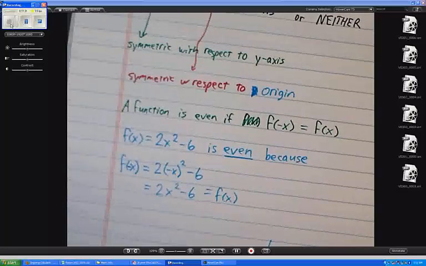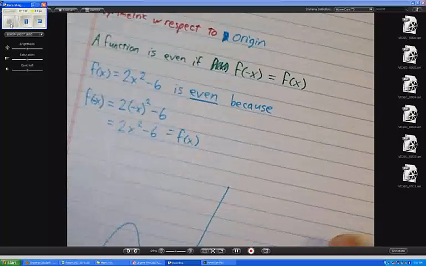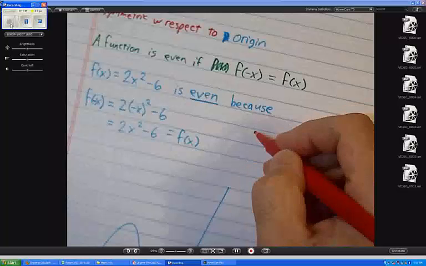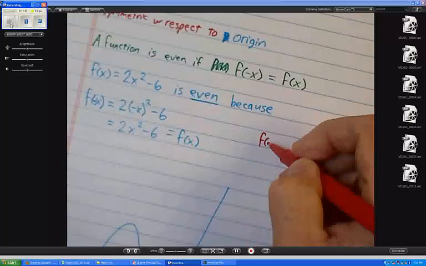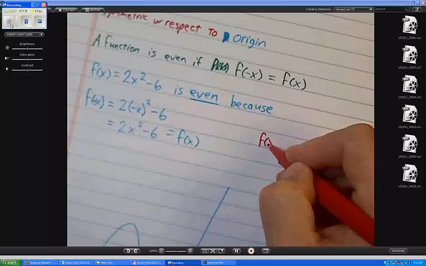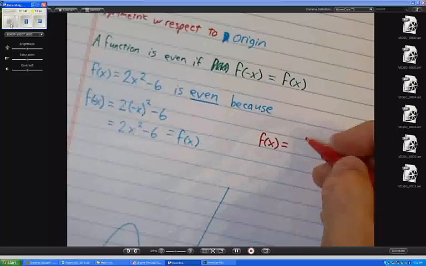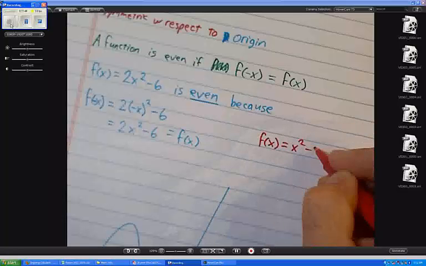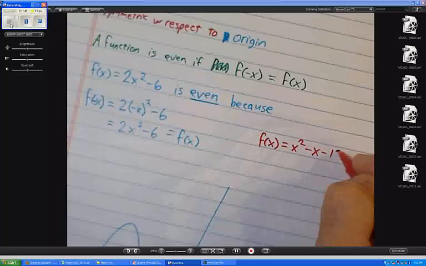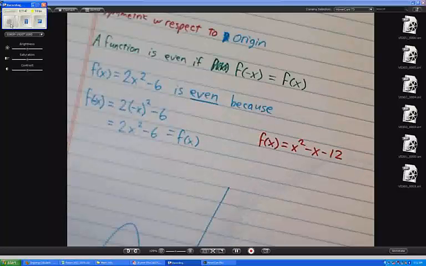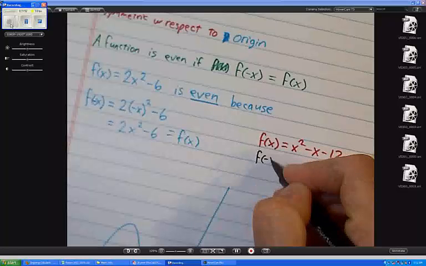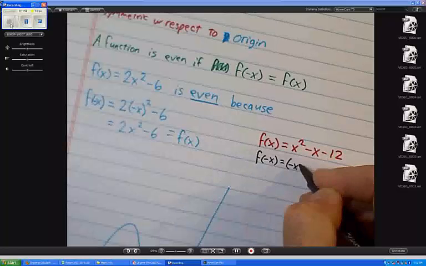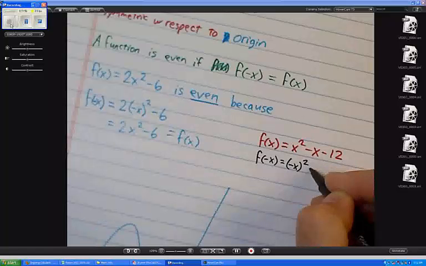We looked at this problem, and I'll do this over on the side. f of x equals, now let me think what it was. It was x squared minus x minus 12. You guys remember that example? So let's suppose I did f of negative x for this one. Well, I would get negative x squared minus negative x minus 12, right?